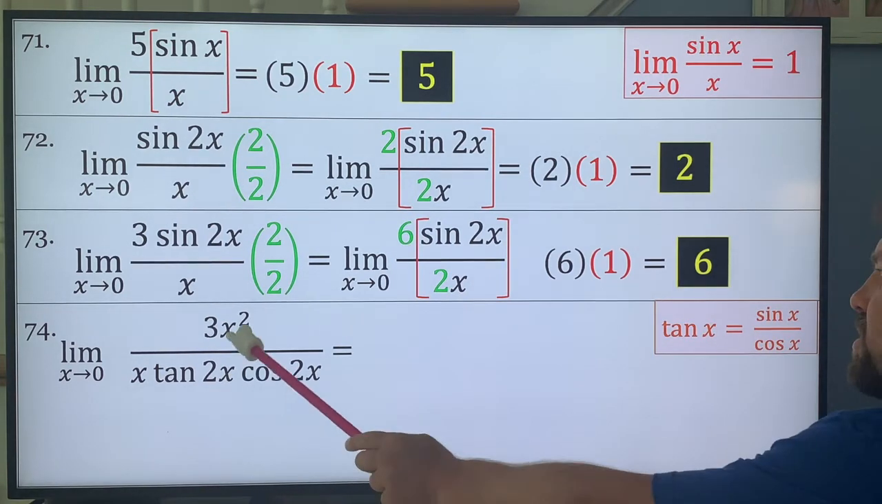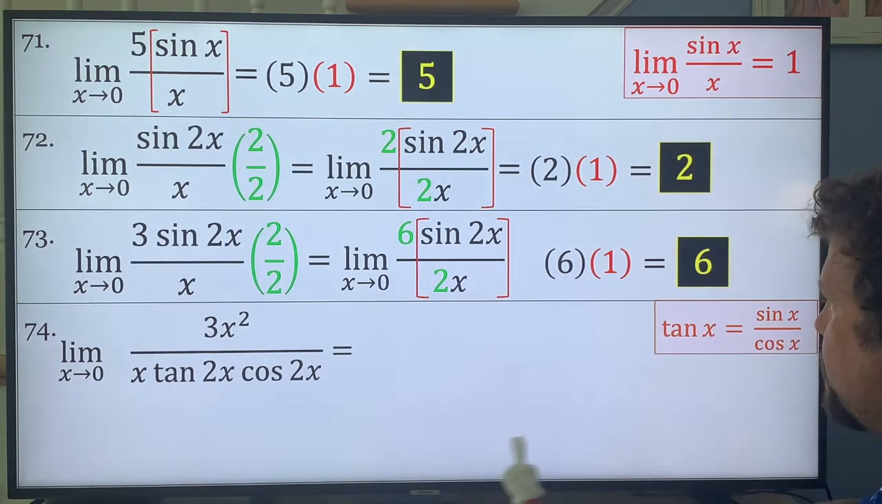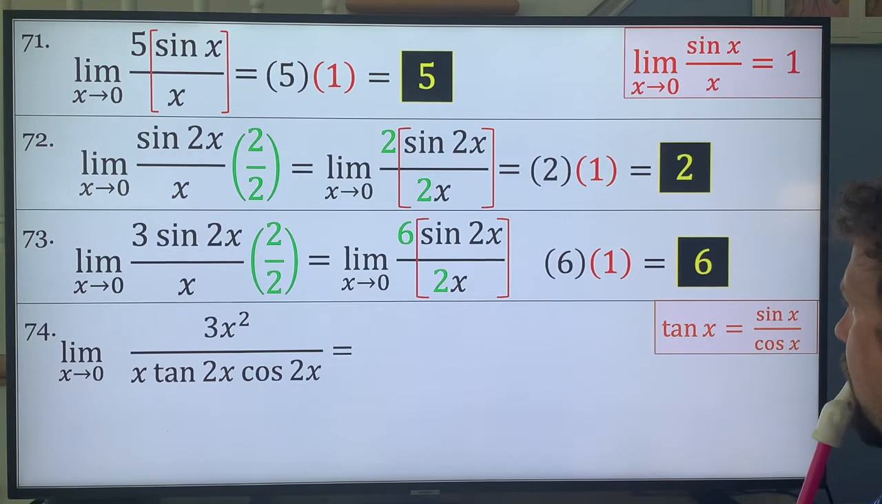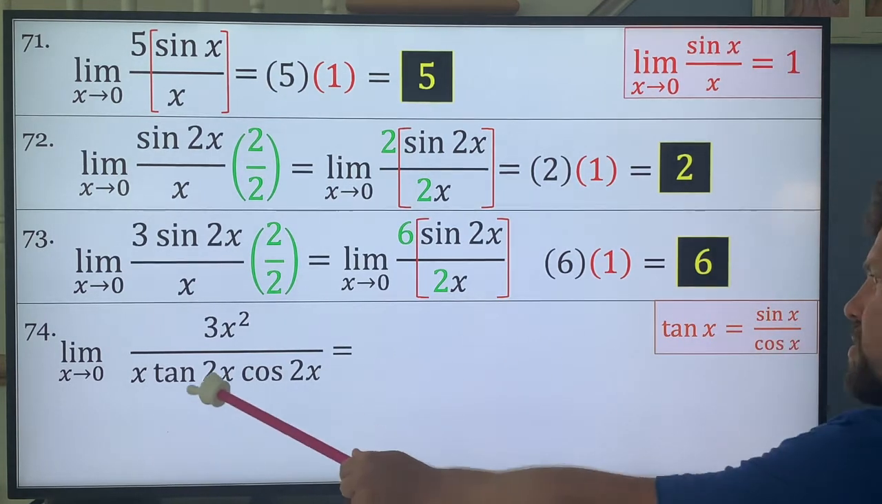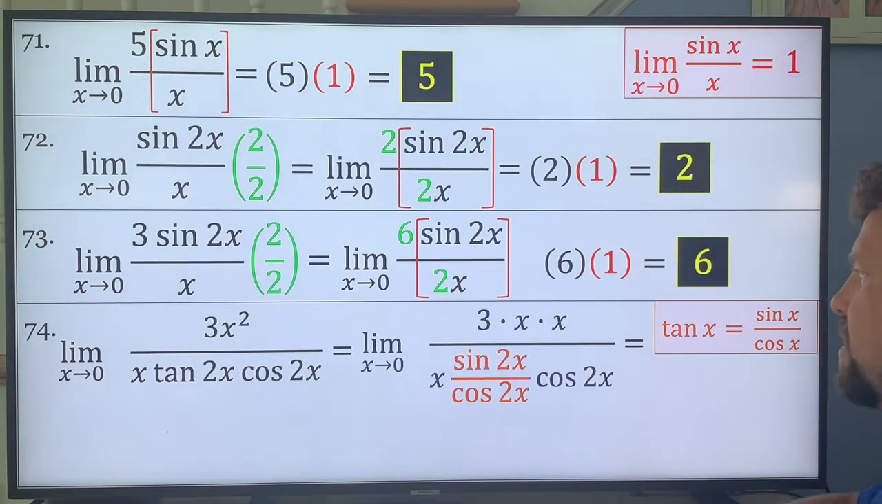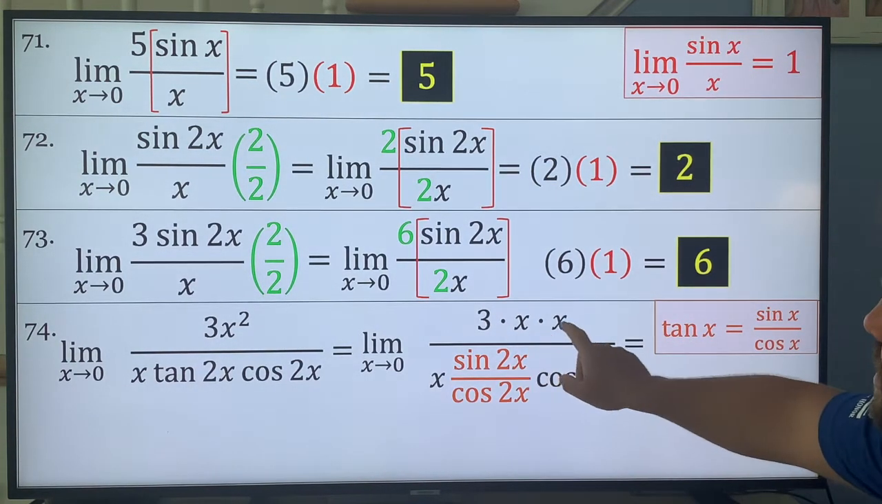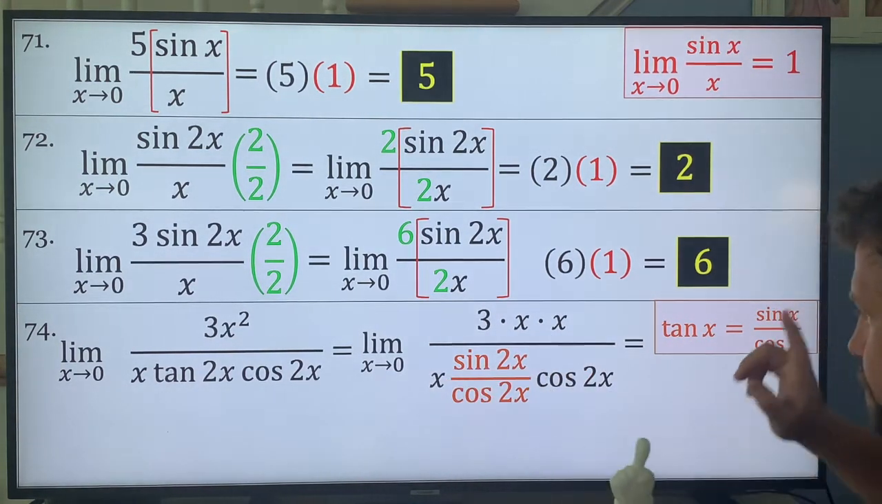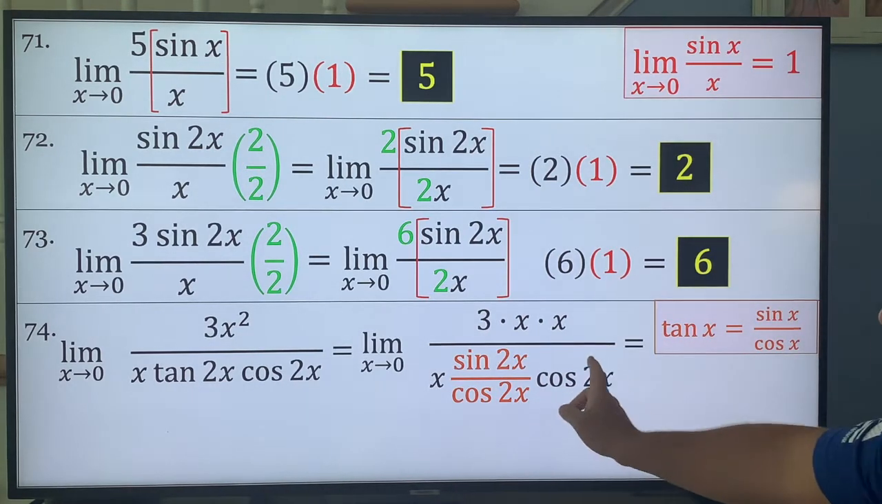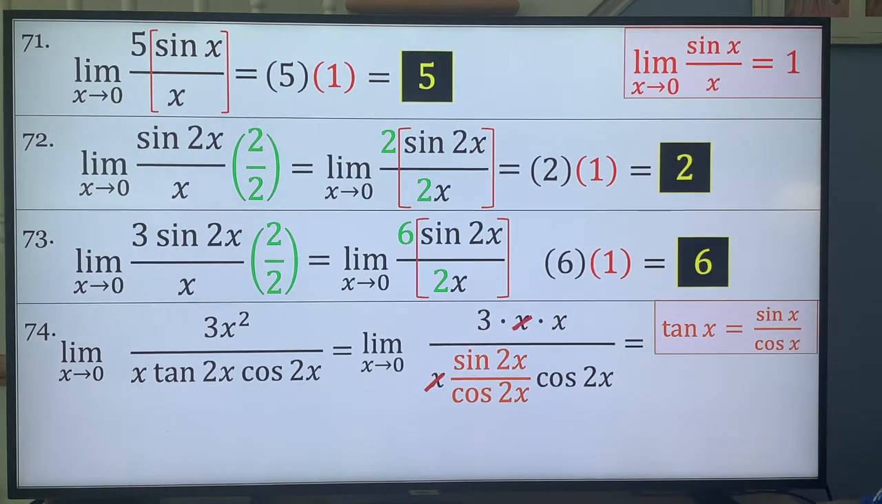All right, this one is going to involve some heavy manipulation right here. Tangent is sine over cosine. So this is sine 2x over 2x. And this is 3 times x over x. Step 1. Cancel these out. Cancel those out. So you're left with 3x over sine 2x.